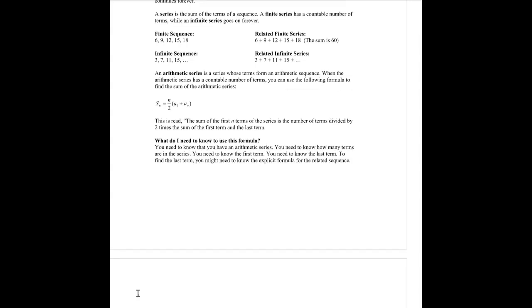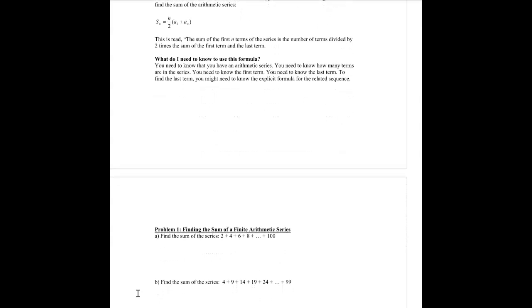So why do I need to know this formula? Well, we need to know that we have an arithmetic series, and we also need to know how many terms are in the series, and we also need to know the first term, and we need to know the last term. To find the last term, we might need to write an explicit formula for the related sequence.